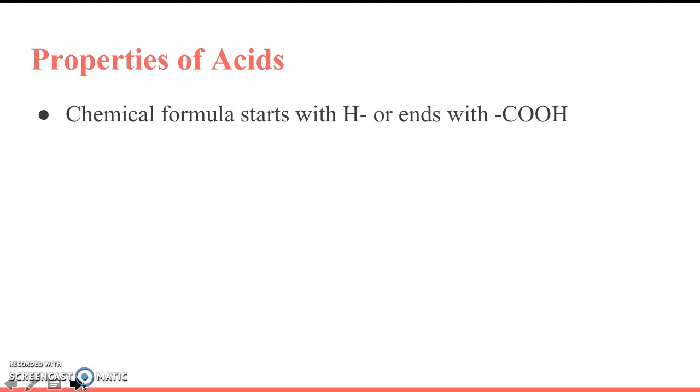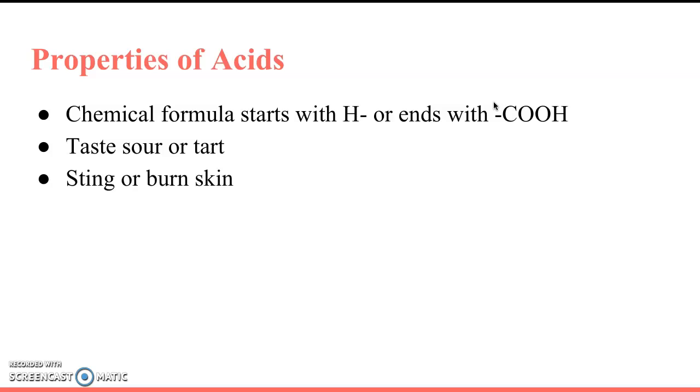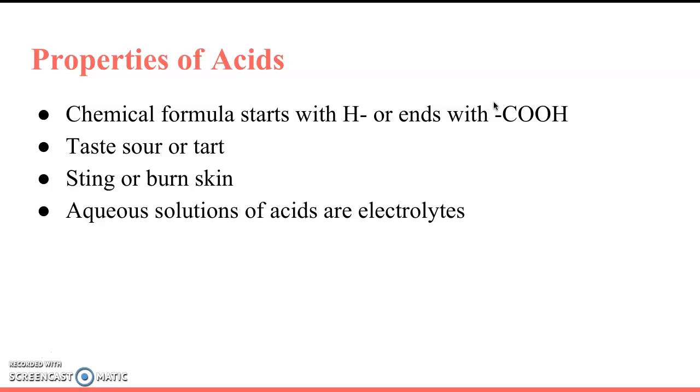Common properties of acids include, again, starting with H or ending with COOH. Those are your identifiers. But they taste sour or tart. So again, any foods that you commonly associate with sourness or tartness, they're probably acids. They tend to sting or burn your skin. If they're particularly strong, they definitely will burn your skin. So in the lab, you're going to be wearing goggles or gloves when working with most acids. Aqueous solutions are still electrolytes. So again, these are things that dissociate in water. We have mobile ions. They can conduct electricity.